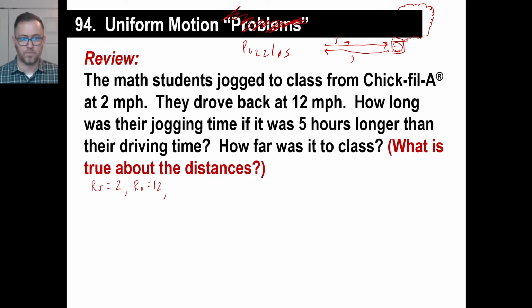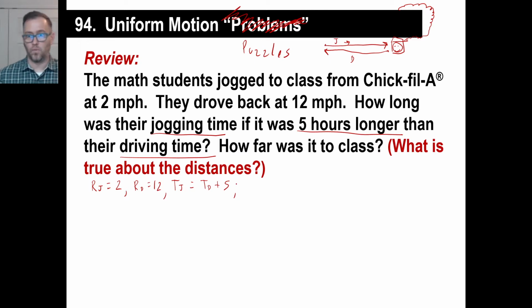How long was their jogging time, if it was 5 hours longer than the driving time? So the jogging time is 5 hours longer than the driving time. So the time of jogging equals, it's going to be 5 hours longer than the driving time. So you're going to put what? Time of driving plus 5, right? Now we need the distance. Well, look at the picture. What's the distance? Equal, right? So that's all we need.